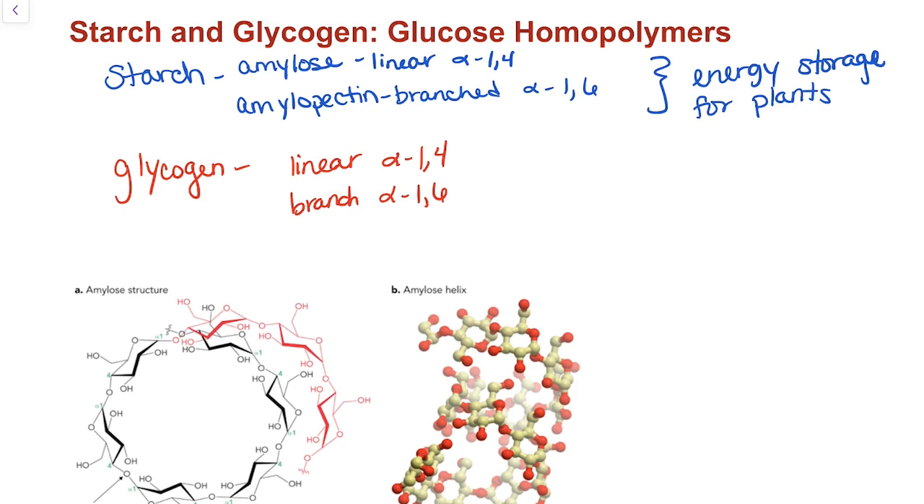So on average, amylopectin branches around every 20 units. Glycogen has the branching of around every 10 units. But keep in mind that's a range. It's like 8 to 12, and like 18 to 22 or something, so it does vary. Overall, glycogen is going to be the energy storage for animals. So plants do not have glycogen, they have starch. Animals don't have starch, they have glycogen.